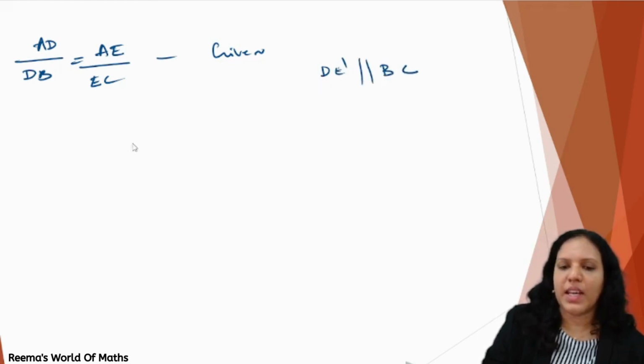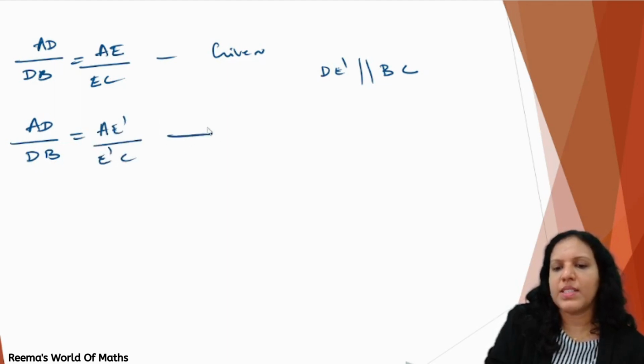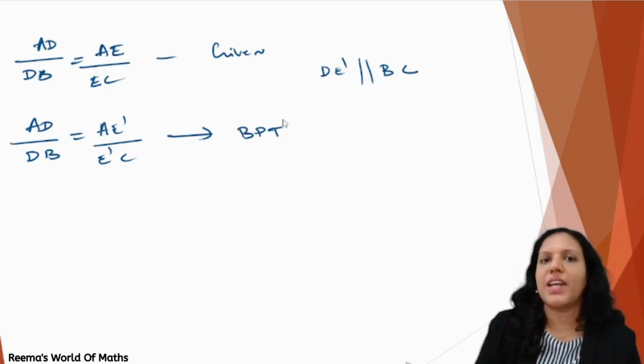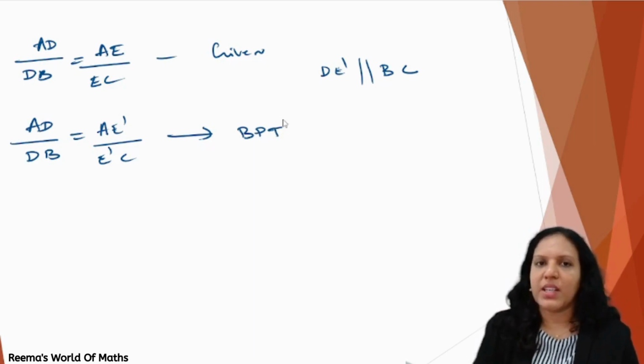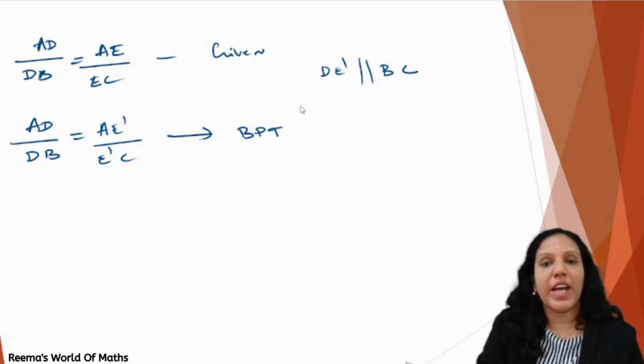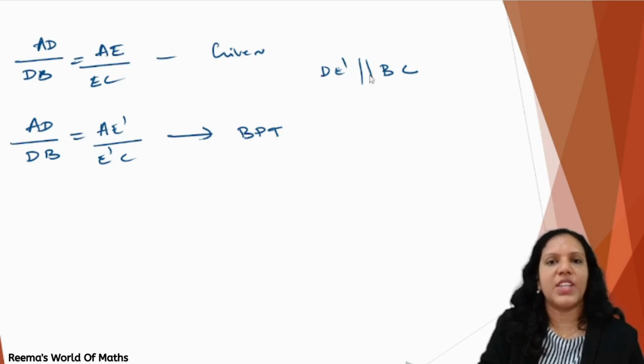So in that case, we can write AD by DB will be equal to AE dash by E dash C. This is as per BPT. Now we have learned that as per the basic proportionality theorem, if a parallel line is drawn to one side of the triangle, the other two sides will be divided in equal ratio. So from the basic proportionality theorem, and we have considered DE dash as parallel to BC, we can say AD by DB is equal to AE dash by E dash C.